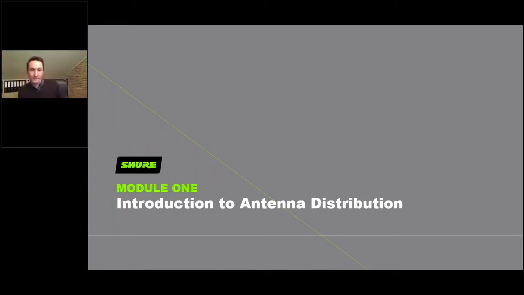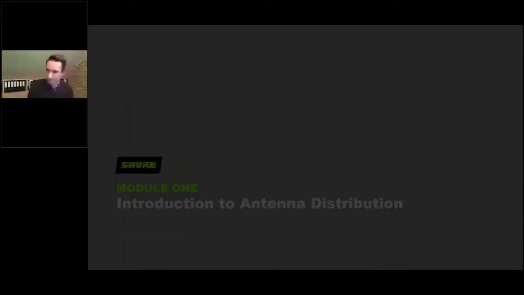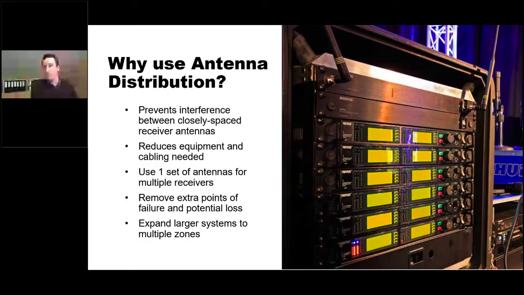But yeah, why do we use antenna distribution? It's the kickoff to this webinar, I suppose, and there are a number of exceptional reasons. The first reason is that you get to use one set of antennas for multiple receivers. If you're in a situation where you have multiple RF receivers and you need to simplify your setup, RF distribution is the solution for you.